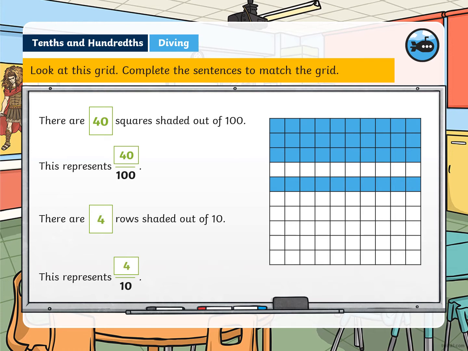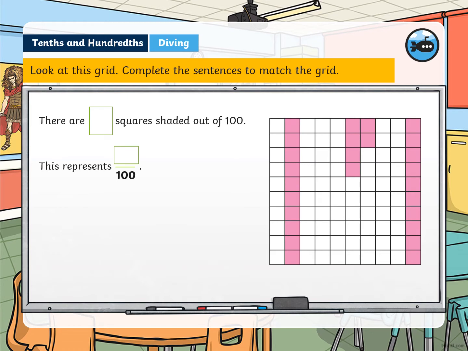There are actually also 4 rows shaded out of 10. So can you see that? I have 1 row, 2 rows, 3 rows, 4 rows out of all 10 rows. So it also represents 4/10ths. So this represents 40 little squares out of 100, 40 100ths, but also 4 rows out of 10 rows, so 4/10ths.